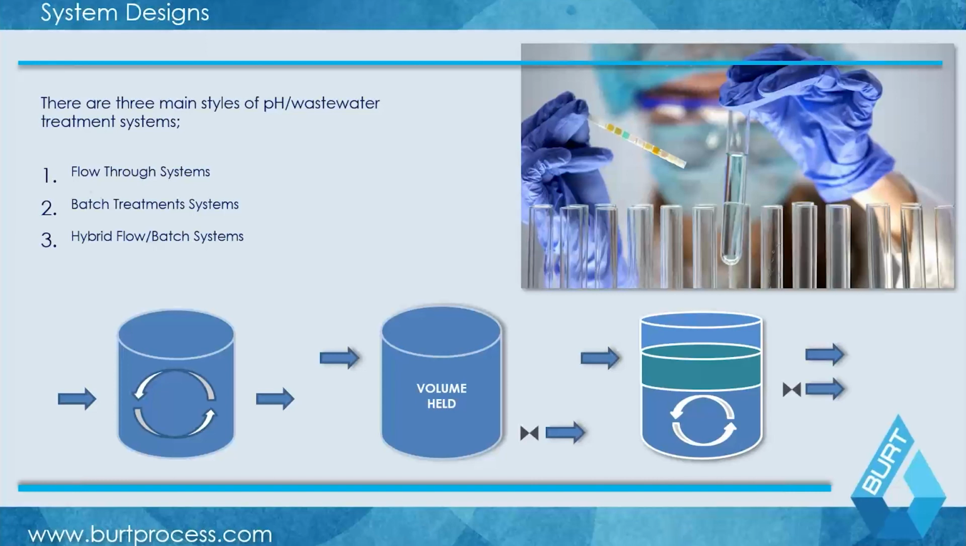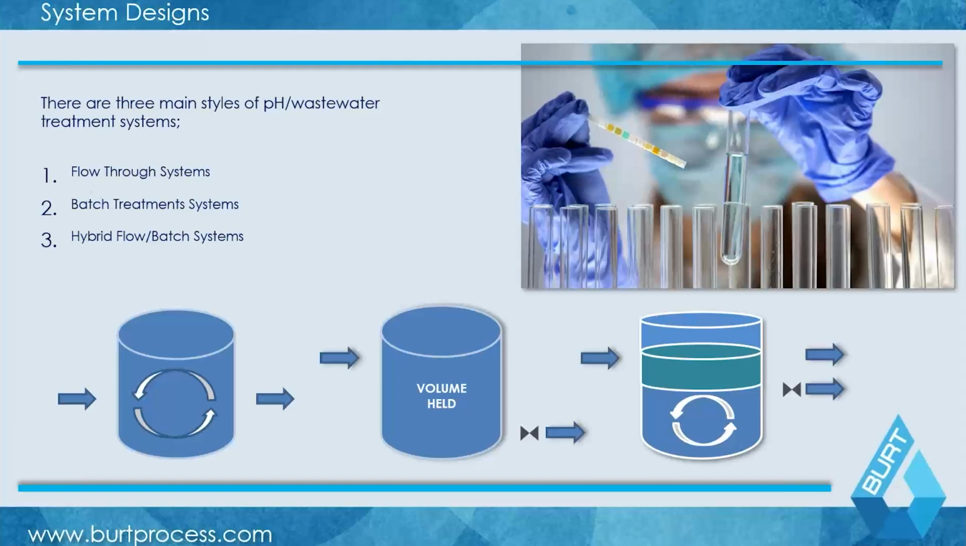A batch style system allows you to have waste come into your system. You hold it for a certain amount of time, you shut off your effluent, and you allow it to treat to completion. Batch systems are much more flow dependent, obviously, because you have to actually shut off the flow coming into and out of your system while you do your batch. But they do have the benefit of never allowing you to go out of spec with your waste.